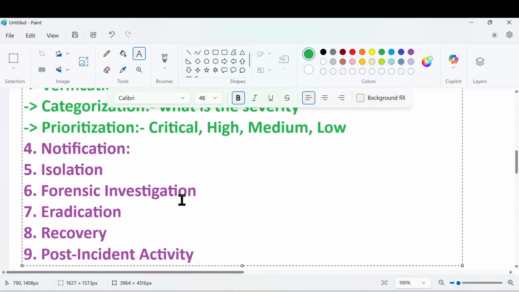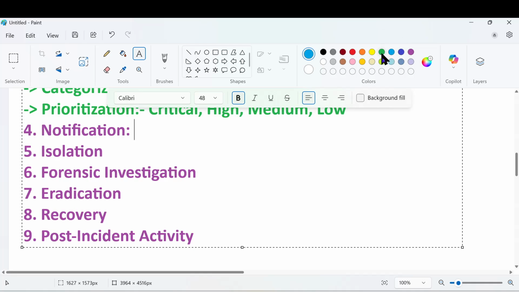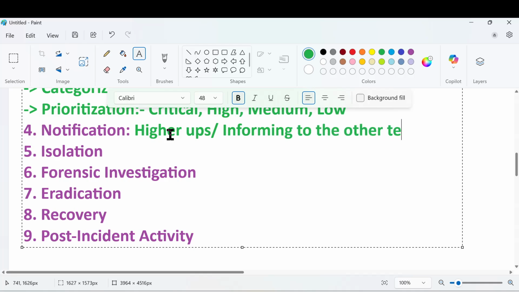Then after that, we have the notification, in which we notify our higher-ups and also inform the other teams present in your organization that this type of incident is going on. So please do not perform these types of activity, because a malware can get inside the system. Once the other team members know about that particular malware, they will halt the activity by which the malware got installed inside their system.